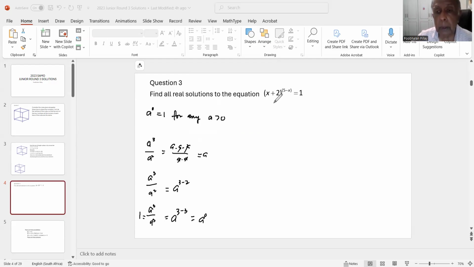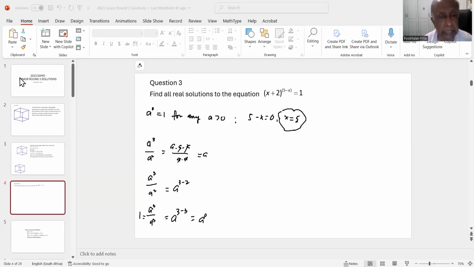equals 1. So it means that you could have had 5 minus x equal to 0. And there you got x equals 5. So that's the solution. 5 plus 2 is 7. 7 to the 0 is 1. Okay. Now that's 1.